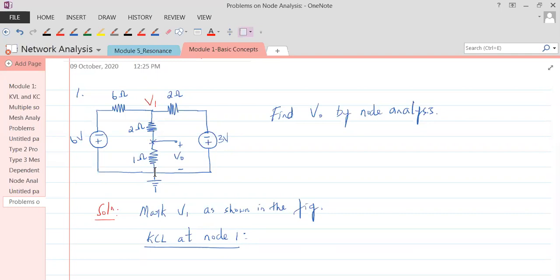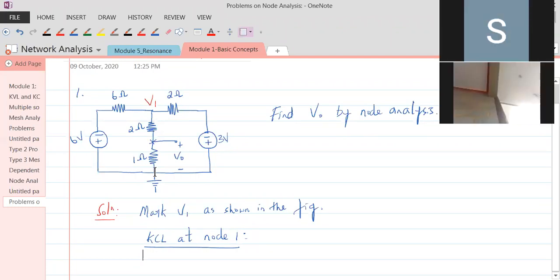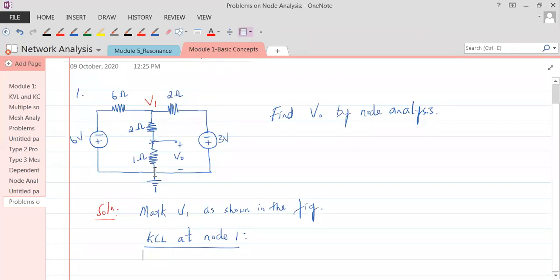Is there anybody who can unmute and tell me how many currents are leaving and how many are entering? Let's not waste time. Nobody? Okay, so let's consider the three currents. Since there are no current sources, all the currents are leaving.